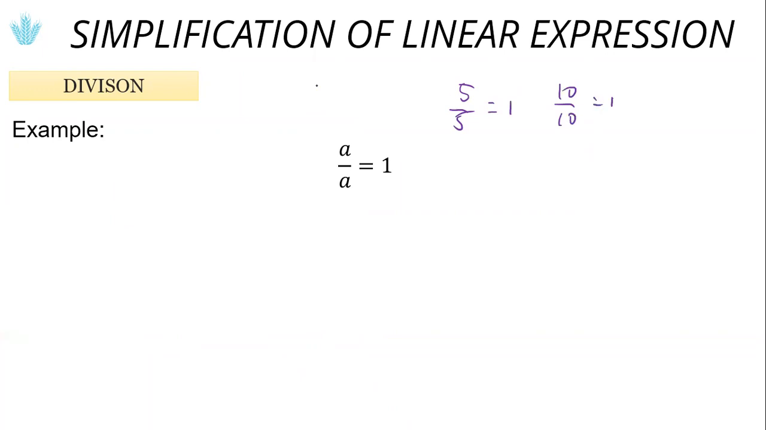10 over 10, of course 1. Negative 3 over negative 3, of course it's 1 as well. So any number divided by the same number, make sure that it is the same, is 1. Except A over B, that can't be. A over B is still A over B. It can't be changed. Okay.